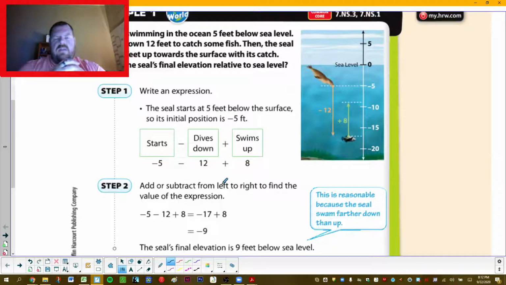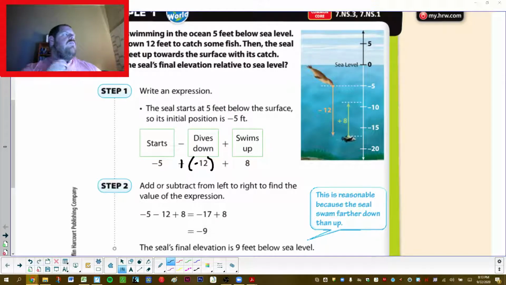Realistically, you could write this in a couple different ways. They have it as a subtraction problem and then an addition problem, and that's okay. But another way that you could have written this is to treat it all like an addition problem and say that diving down is -12 feet. That would have been acceptable also. It's totally up to you, whichever way you visualize it, as long as it's the right idea: going down is negative and going up is positive. That's what it comes down to. As long as we're on the same boat there, I think everything's good.